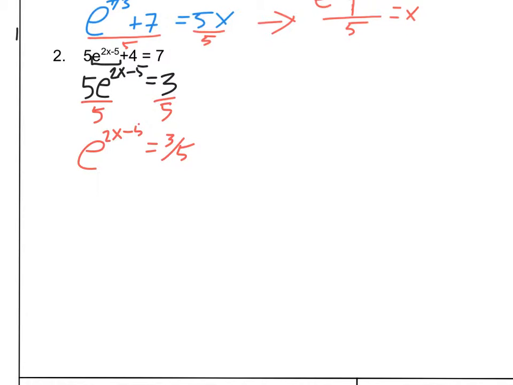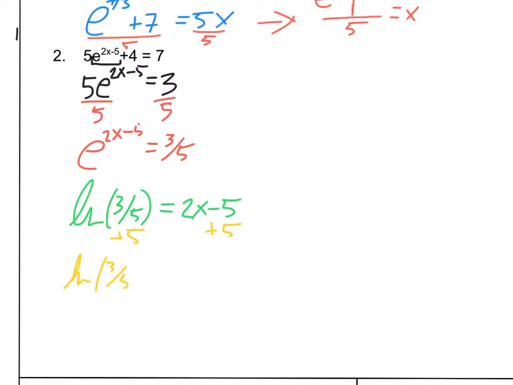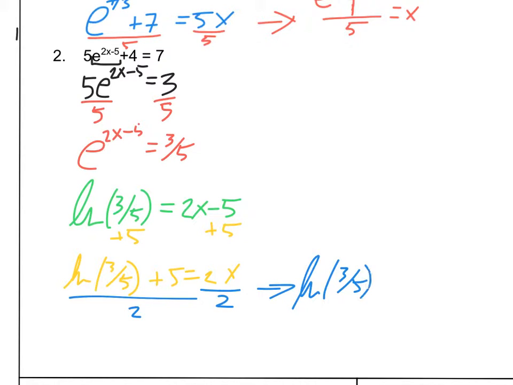From this point, I'm going to convert this to log form. We're dealing with e, so we've got to use a natural log. The natural log of 3 over 5 is equal to 2x minus 5. To get the x by itself, I'm going to add 5 to both sides. The natural log of 3 over 5 plus 5 is equal to 2x. And then to finish this off, we're going to divide both sides by 2 to get the natural log of 3/5 plus 5 divided by 2 is equal to x.